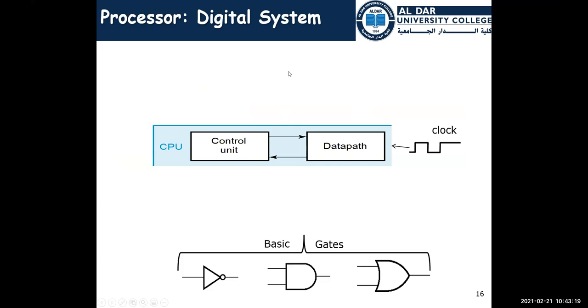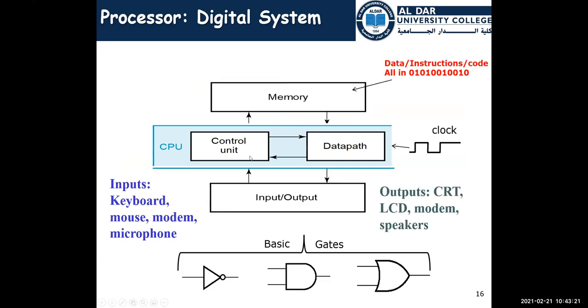The digital system. Of course, any system in the world is just input, output, and processing. Any system in nature is like that. We have an input, we have an output, and we have processing in the middle. This is the definition of a system: input and output, with processing in the middle.